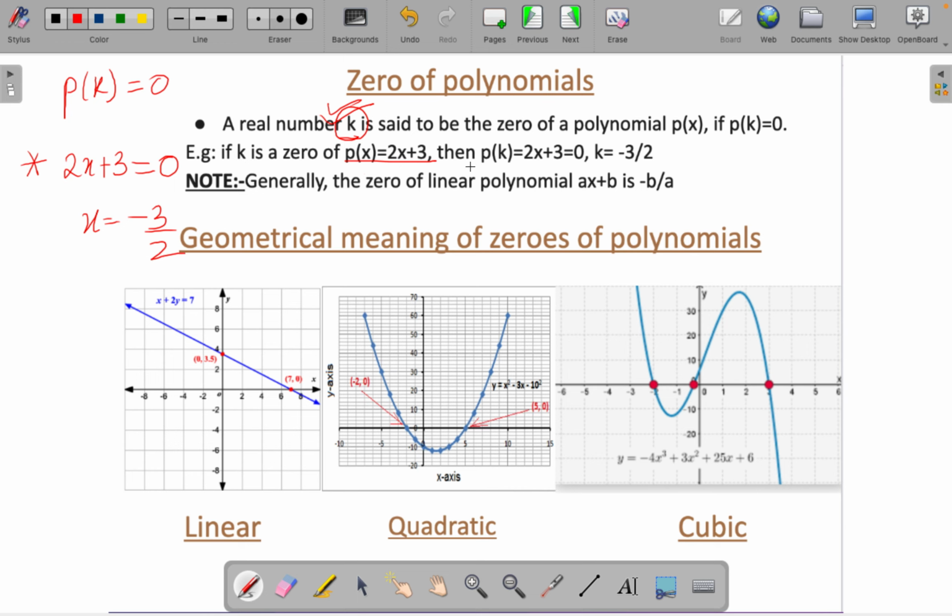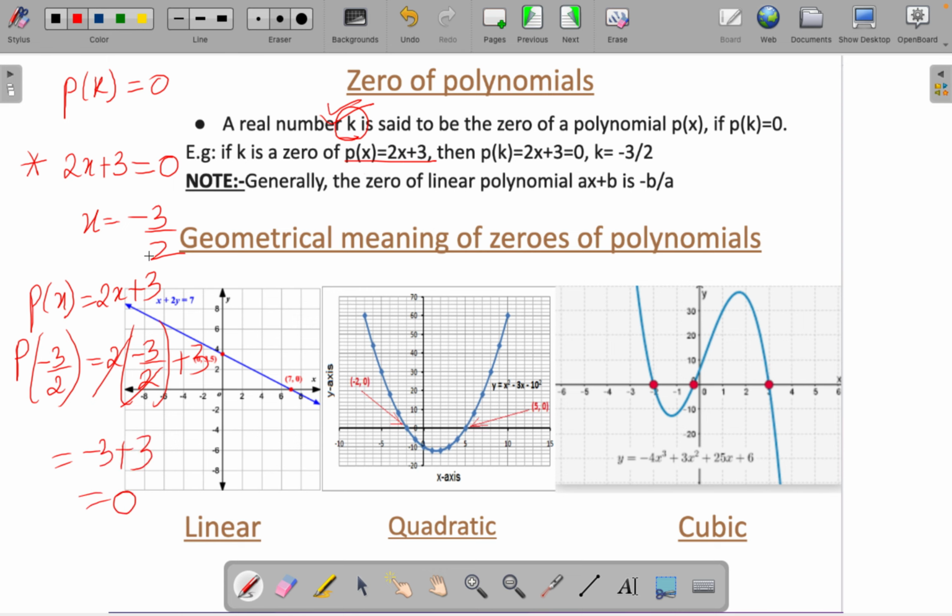-3/2, the example which I have quoted. So now put it here. If p of x is 2x plus 3, then p of -3/2, meaning I have taken the value of k as -3/2, what will come? 2 into -3/2 plus 3. 2 cancels. This is -3 plus 3, which is 0. So this is how you find zeros of a polynomial.